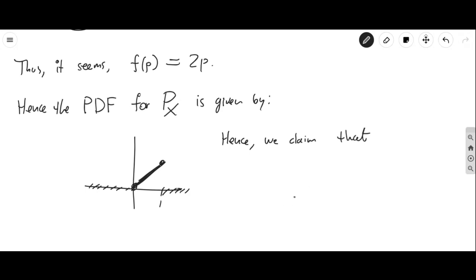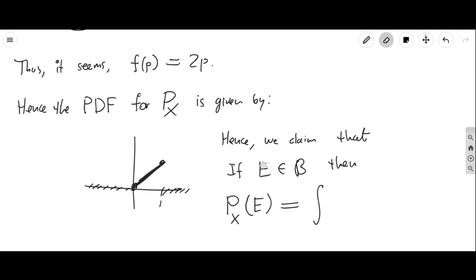So hence, we claim that if E is a Borel set, then the probability distribution that you get evaluated at that event can be calculated by integrating. You want to make sure that this event falls between the interval 0 and 1, so you take the event and intersect it with the interval from 0 to 1. It does not matter whether it's an open or a closed interval. It's not going to make a difference in the calculation. So you're just going to integrate over that intersection.